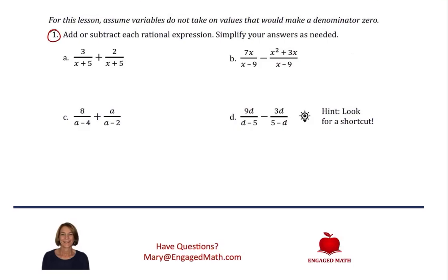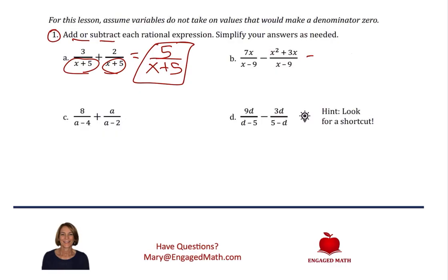Welcome to lesson 23, problem number 1, where we are adding and subtracting rational expressions. Just like with any fractions, if we have a common denominator, we can just add or subtract the numerators. 1a, we're really lucky, we have a common denominator of x plus 5. So all we have to do is add the numerators. 3 plus 2 is 5. This is our final answer, 5 over x plus 5.